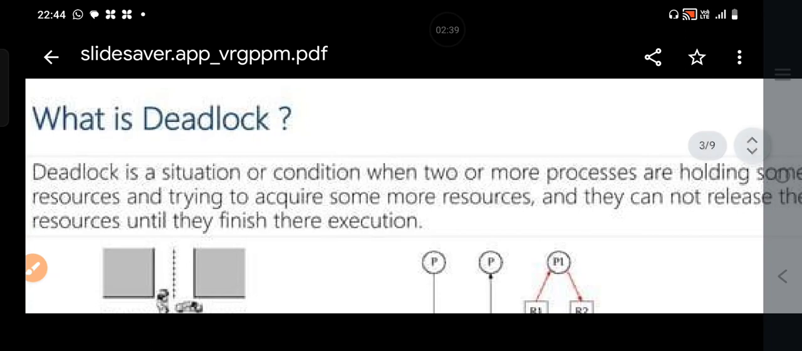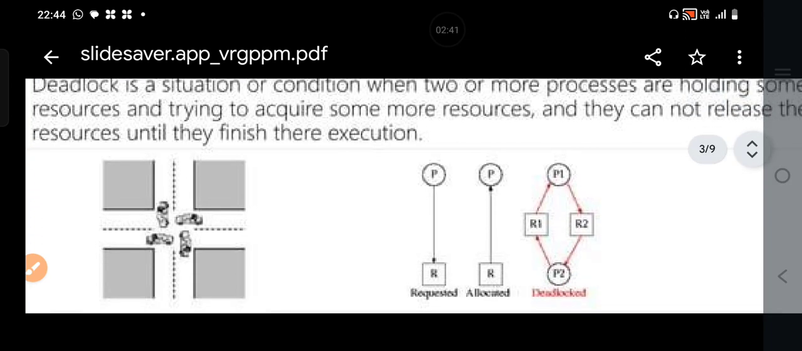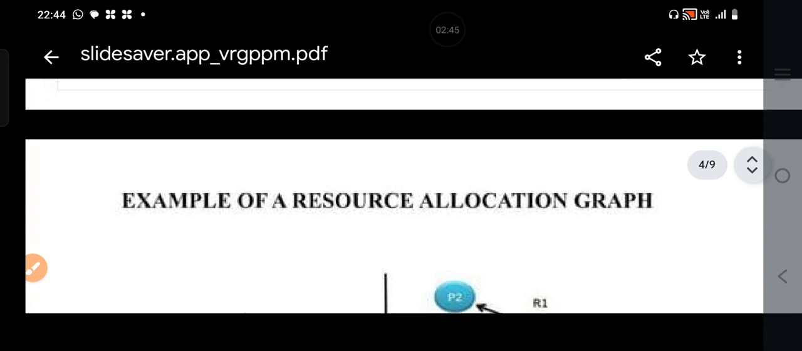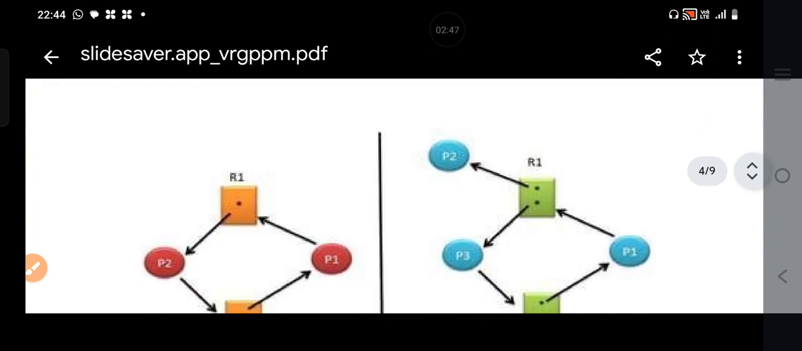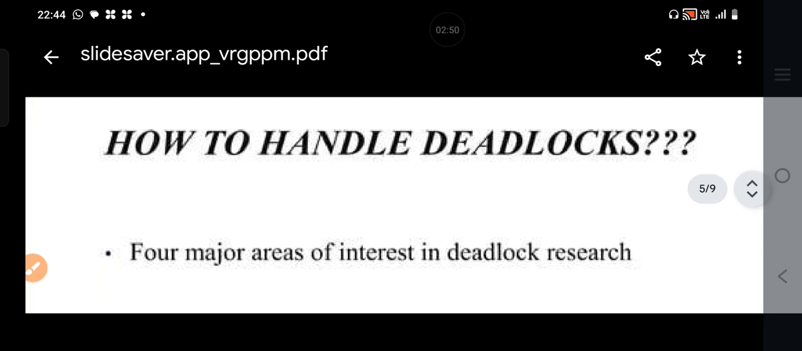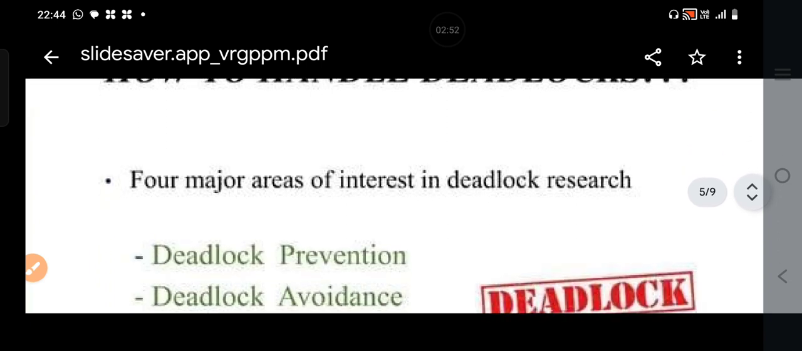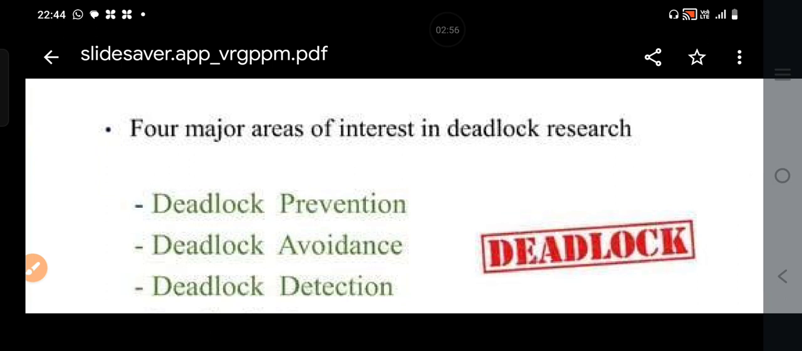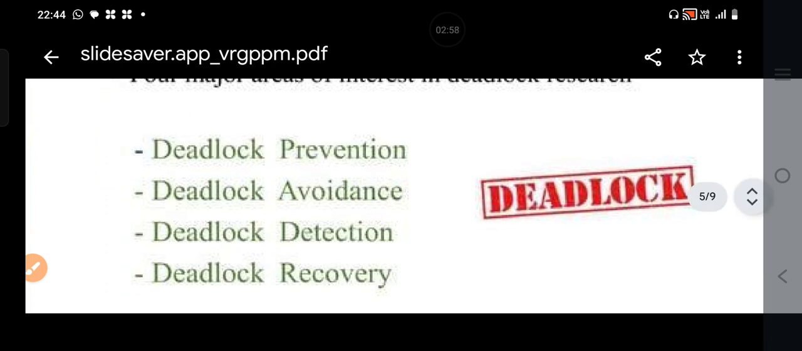So how do we handle deadlocks? There are four steps available. The first is deadlock prevention, then deadlock avoidance, deadlock detection, and deadlock recovery.